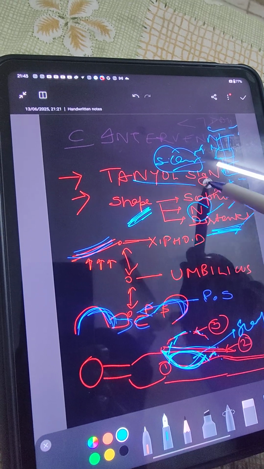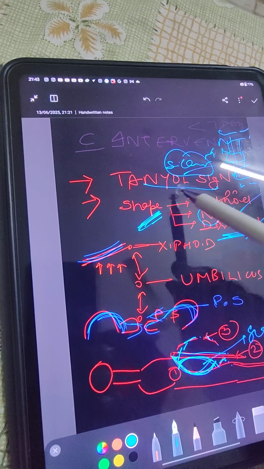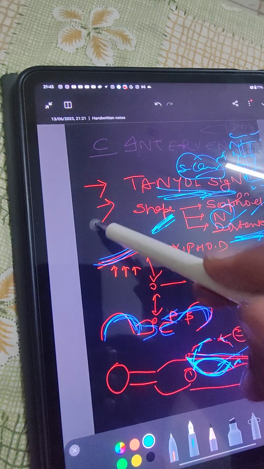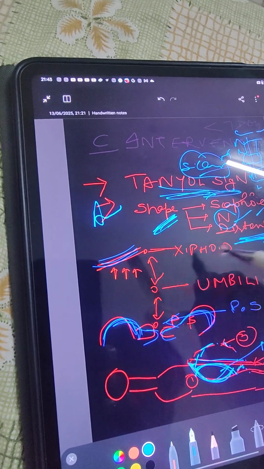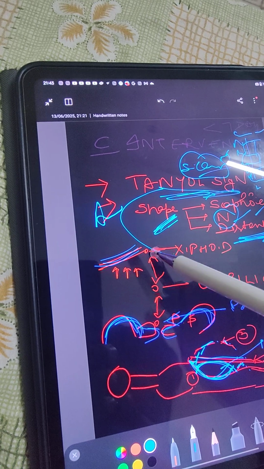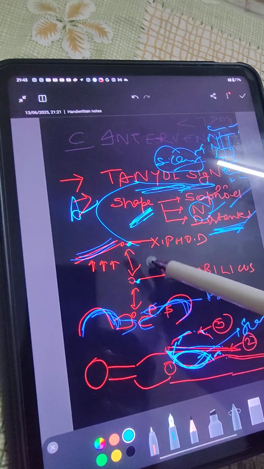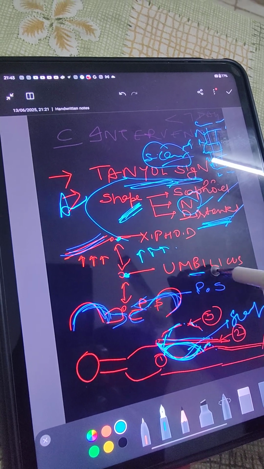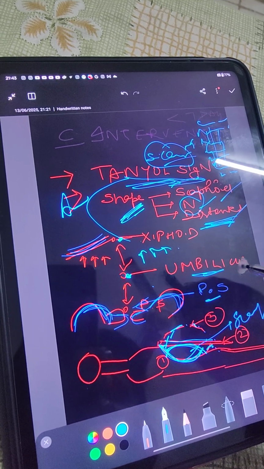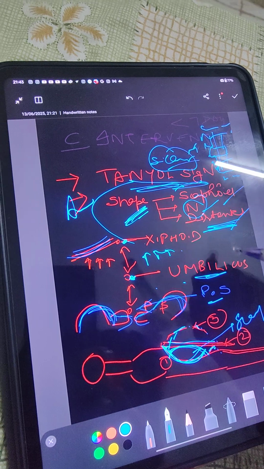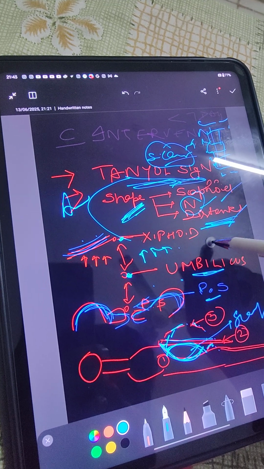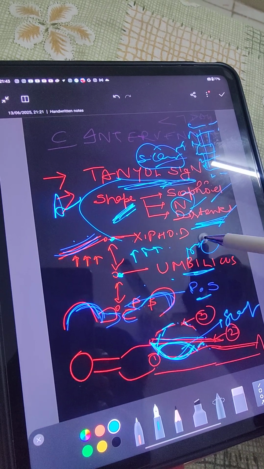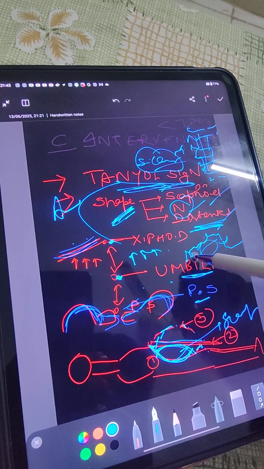The second sign is the tense sign. The tense sign is mainly found in ascites, in which the distance between the xiphoid process and umbilicus is increased compared to the distance between the umbilicus and pubic symphysis. This is present in ascites. In ascites also, the umbilicus shape will be a smiley shape.